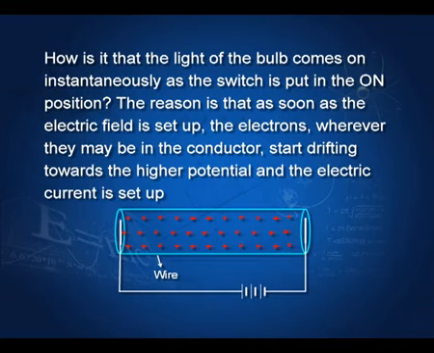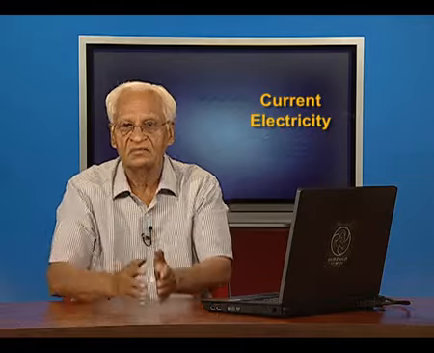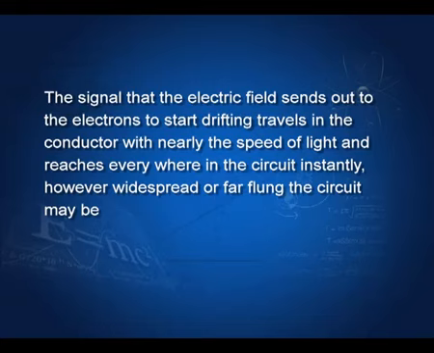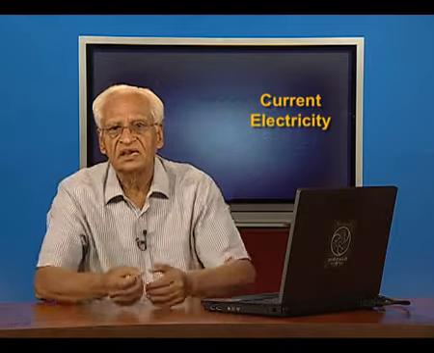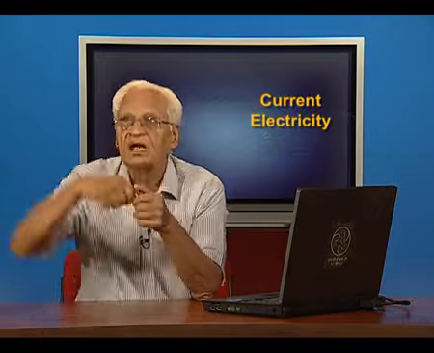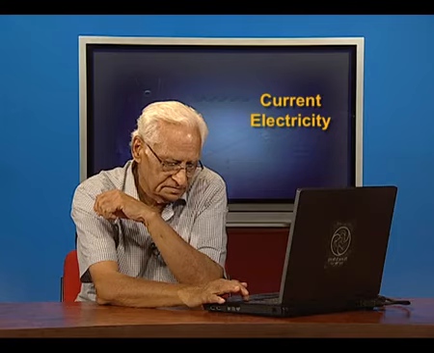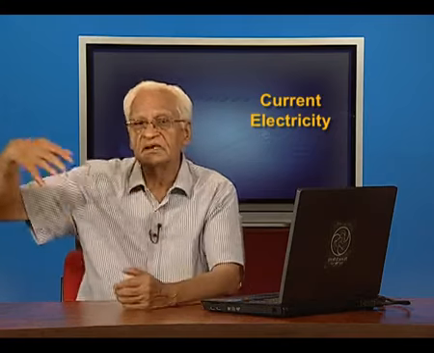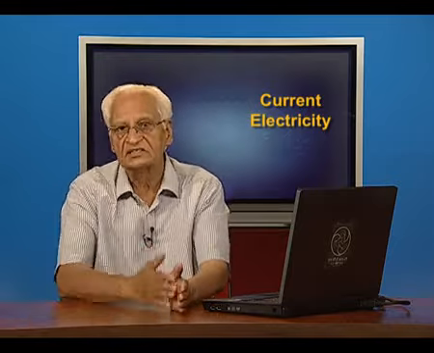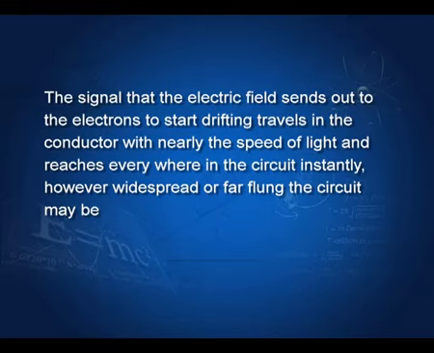Just like the soldiers, I mean a general gives a command and soldiers wherever they are, they start moving. The signal that the electric field sends out to the electrons to start drifting travels in the conductor with nearly the speed of light and reaches wherever it may have to reach in a very short time, almost instantaneously. Therefore, whenever the switch is put in the on position, the bulb glows, because the time taken, even if the bulb is, let us say, several meters away, it does not matter, the time taken is very short. The signal travels with the velocity of light, and therefore, the current flows immediately.